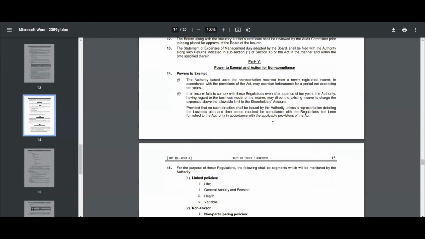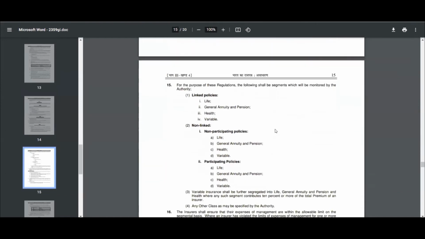Now, for the purpose of this regulation, the life insurance business should be split into the following parts: linked and non-linked. Linked can be split into life, general annuity and pension, health, and variable. Once again, non-linked can be split into participating, non-participating, similar classification. Then the variable business can be further split into life, pension, general annuity and health, provided that it contributes to more than 10% of the total premium written by the insurer.